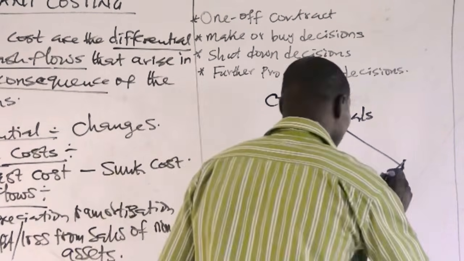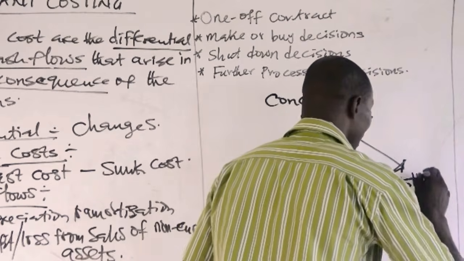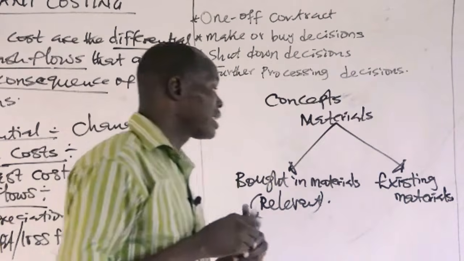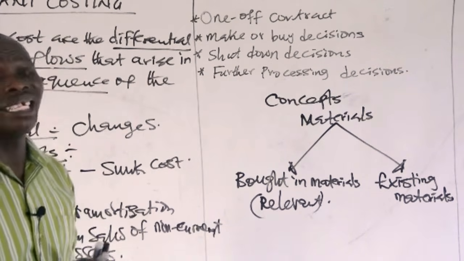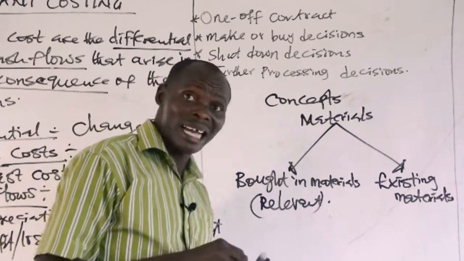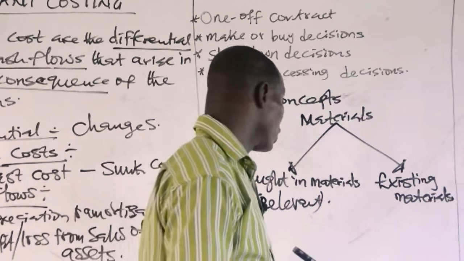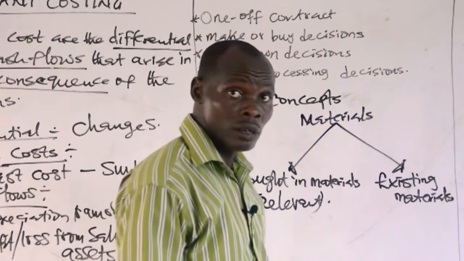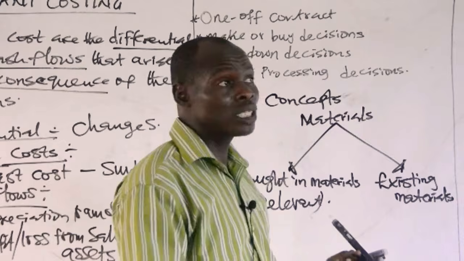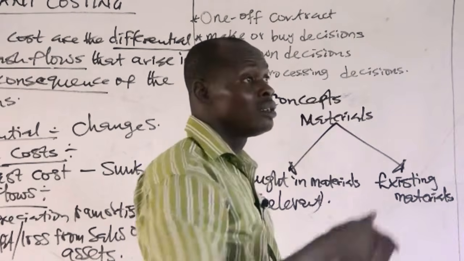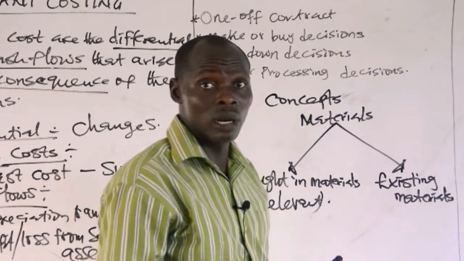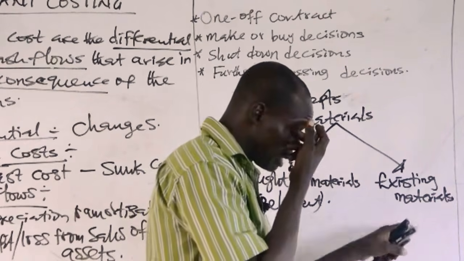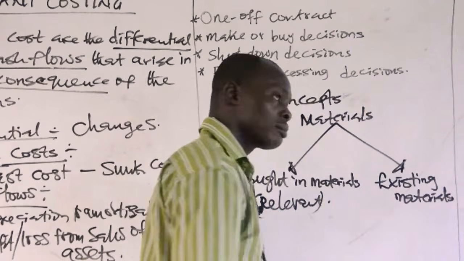Then, the second category is existing materials. By existing materials, we mean the materials that have been bought sometime in the past. They were not just bought for the project. They might have been bought for a past project and not used up. The remaining ones are what we mean by existing materials.